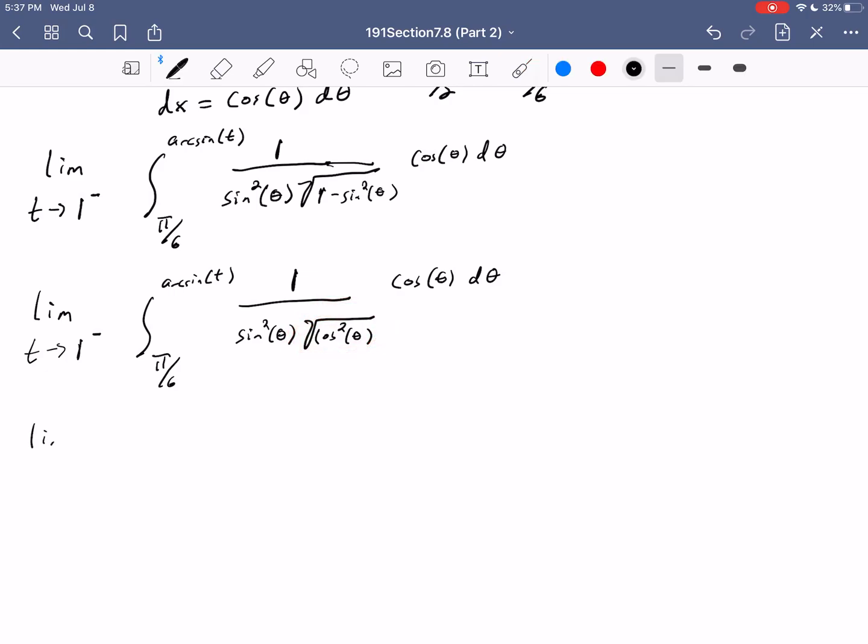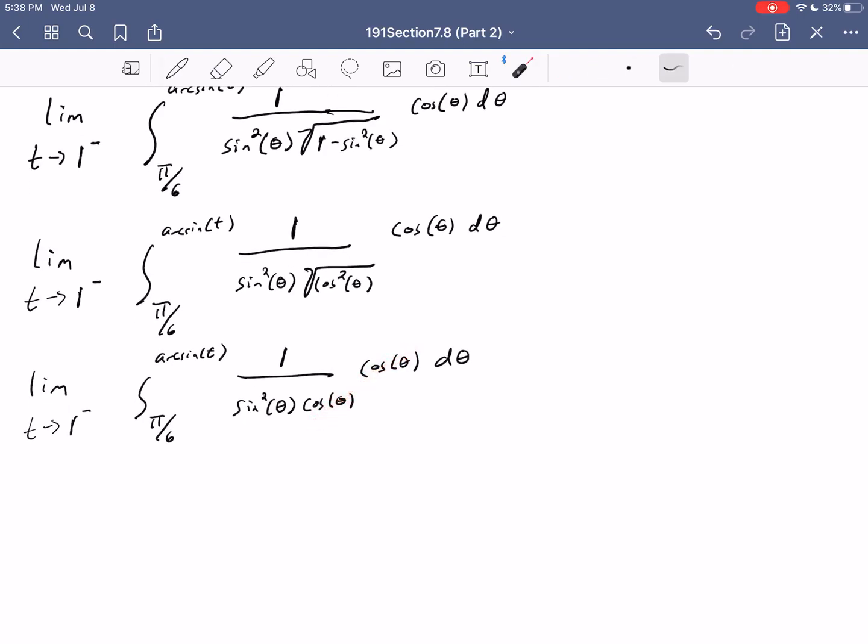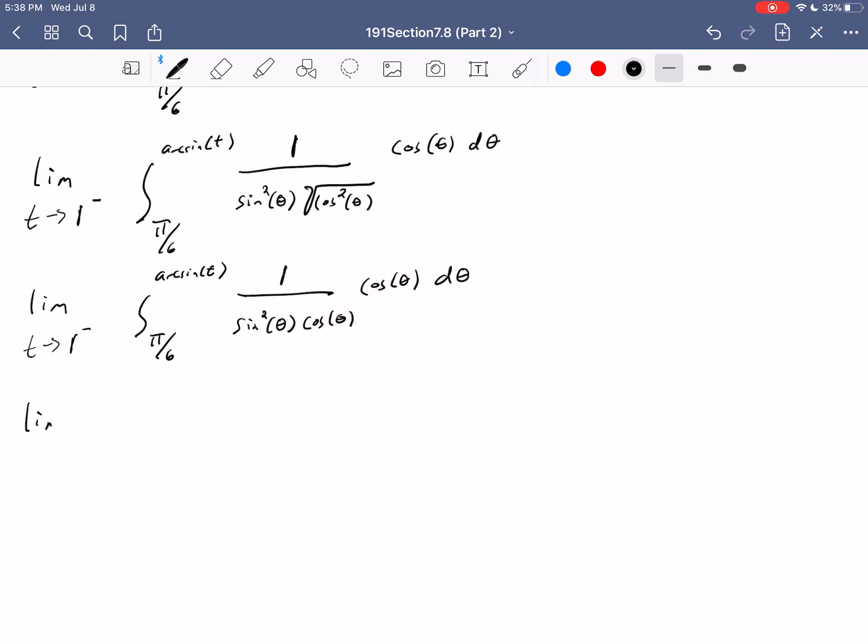So we now have the limit as t approaches 1 from the left. Pi over 6 to arc sine t. 1 over sine squared theta. Cosine theta d theta. Now we can go ahead and cancel those things. We have the limit as t approaches 1 from the left. Integral pi over 6 to arc sine of t. 1 over sine squared d theta.